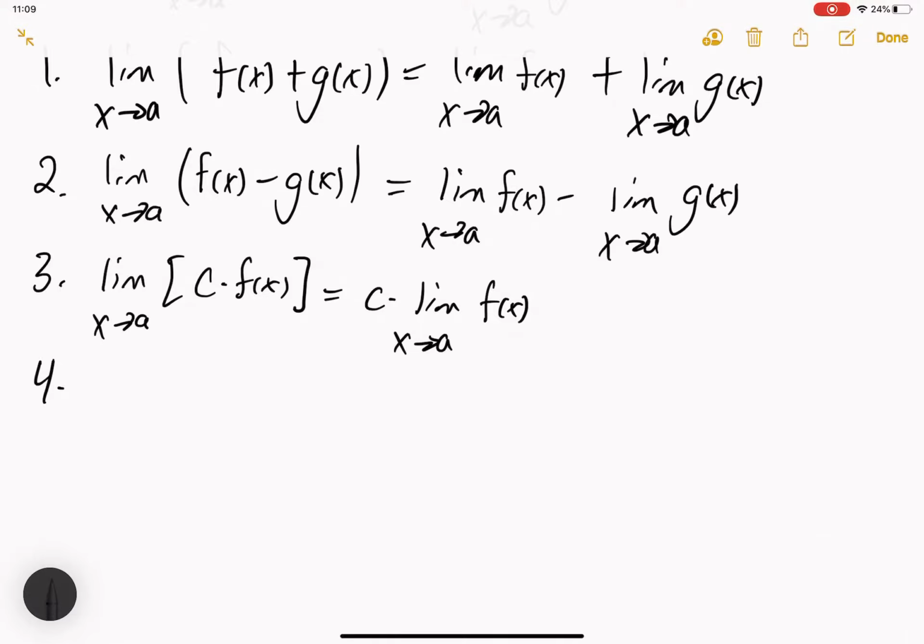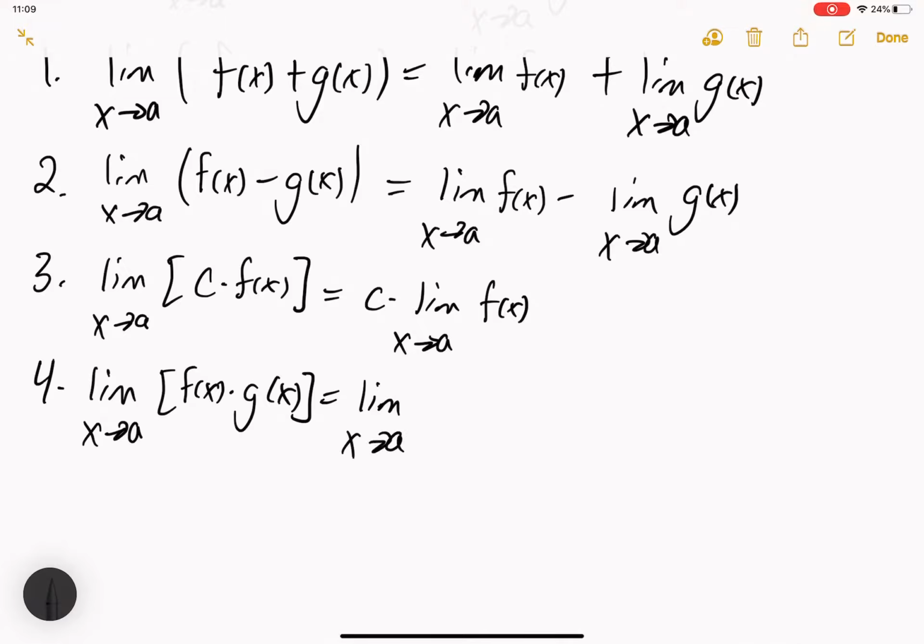Let's see, for number 4. This one is going to be similar to number 1, where instead of the sum we have the product. So the limit as x goes to a of f of x times g of x is equal to the limit as x goes to a of f of x times the limit as x goes to a of g of x. In this case, the limit of the product is equal to the product of the limits.